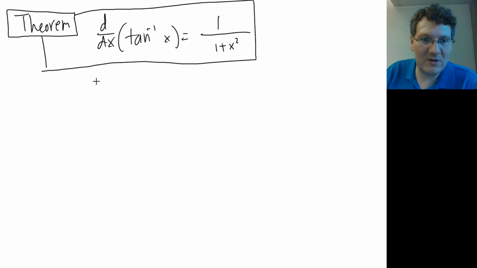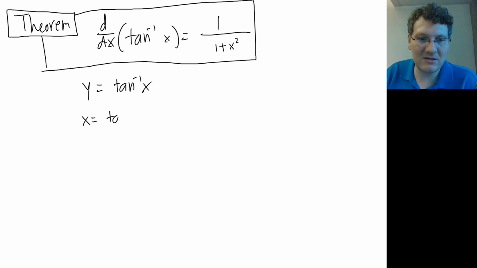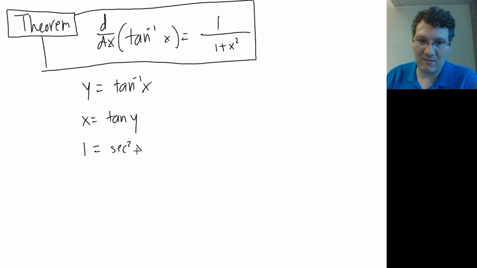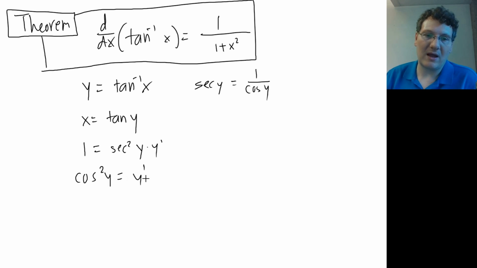So the derivative of the inverse tangent of x is 1 over 1 plus x squared. If we set y equals the inverse tangent of x, this is the same as saying x equals the tangent of y. Taking the derivative implicitly, we get 1 equals secant squared of y times y prime. Divide both sides by secant squared. Remember that secant of y is just 1 over the cosine of y, so I actually get cosine squared of y equals y prime.